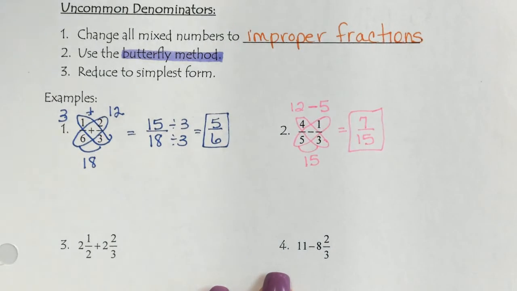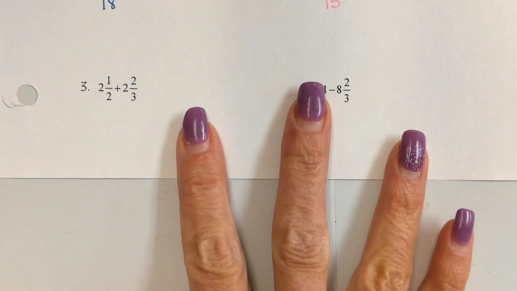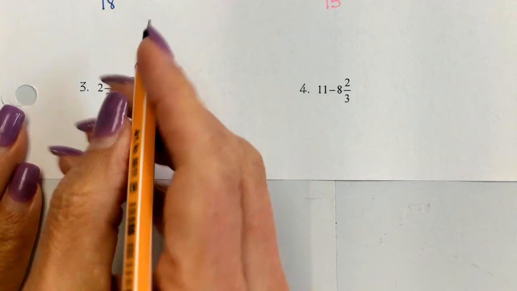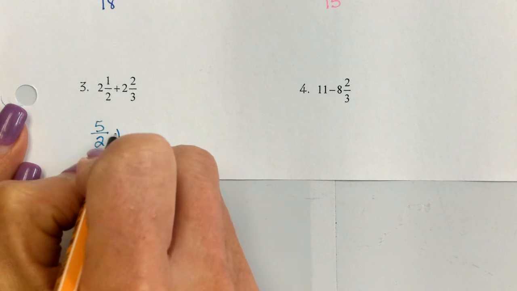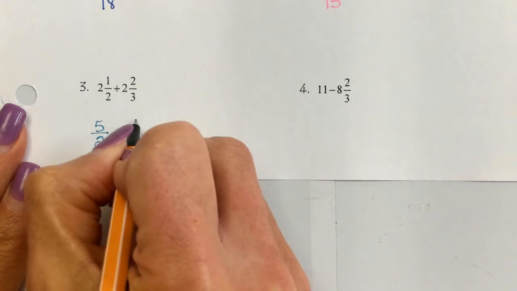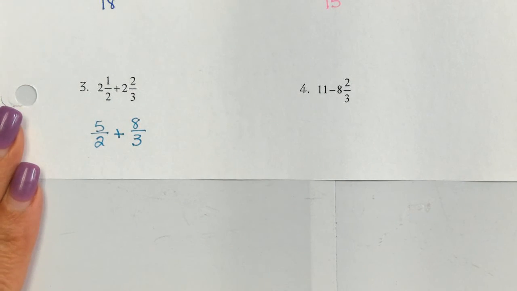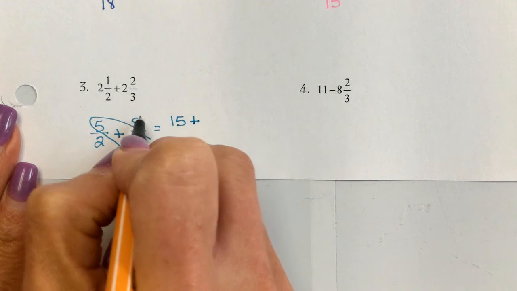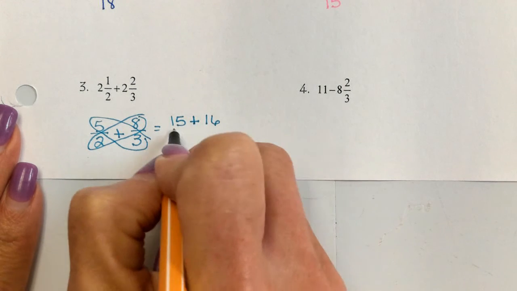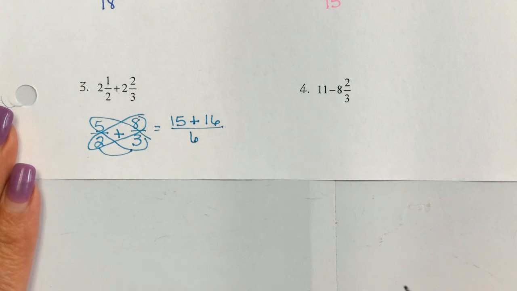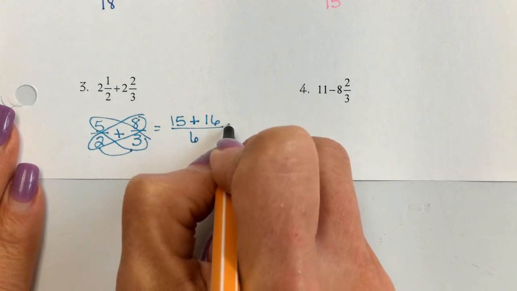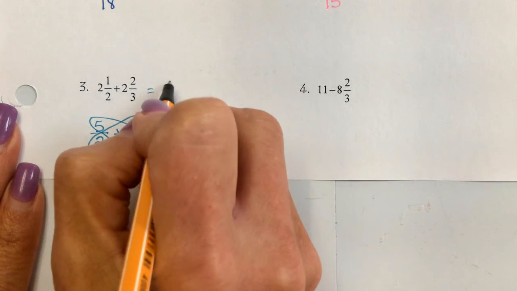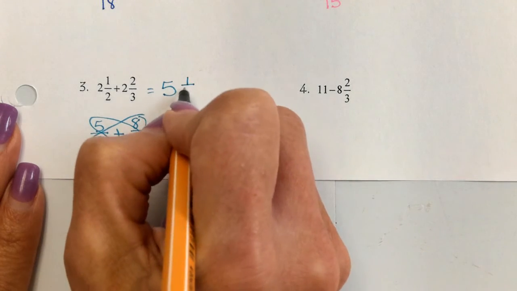All right. Now let's do the mixed numbers at the bottom. We do need to make these improper fractions. So I'm going to take the first. You're going to multiply 2 times 2 is 4, plus 1 is 5. Keep the denominator. 2 times 3 is 6, plus 2 is 8. Keep the denominator. Butterfly method. 5 times 3 is 15. Bring the plus sign. 8 times 2 is 16. 2 times 3 is 6. Okay, that's going to give me 31 over 6. That cannot be reduced, but I can divide 31 into 6 5 whole times, which is 30 with 1/6 left over.